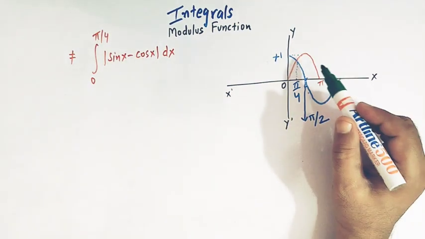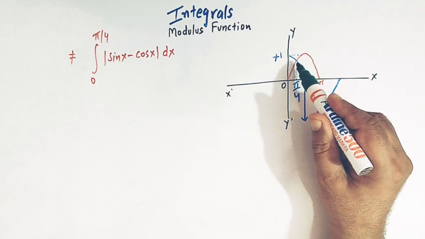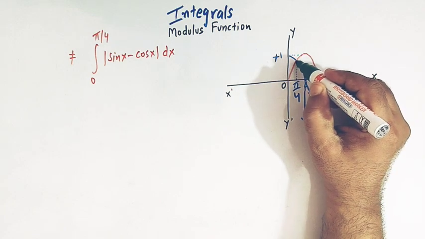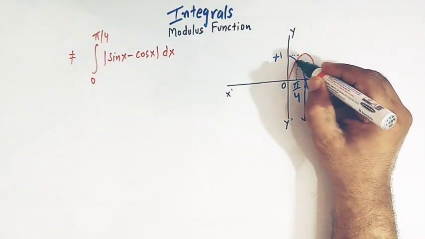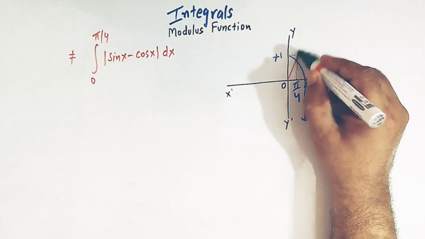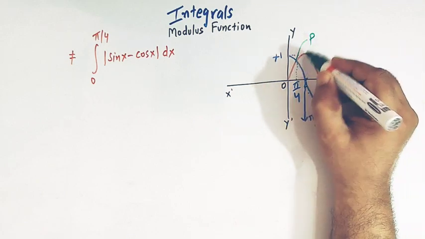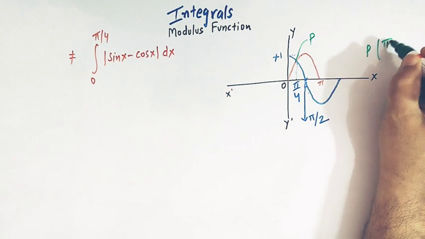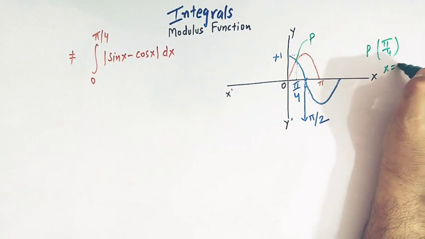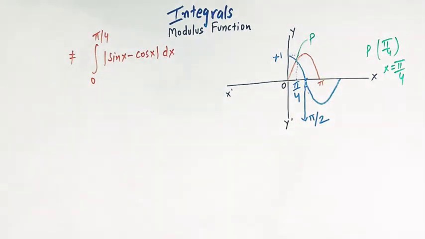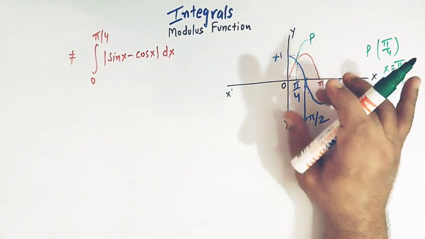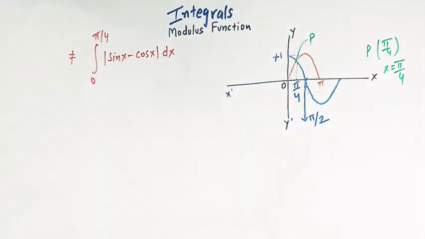So now if we look at the graph of sine x and cosine x simultaneously, then we can see that sine x and cosine x intersect at this point. Let us call this point P. So P is the point that is pi by 4. At x equal to pi by 4, sine x and cosine x intersect, and this concept is going to be useful for integrating this function from 0 to pi by 4.